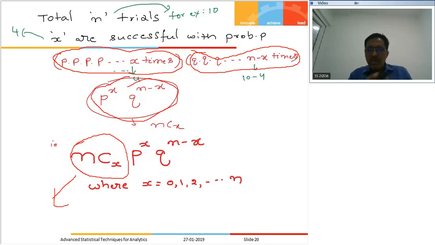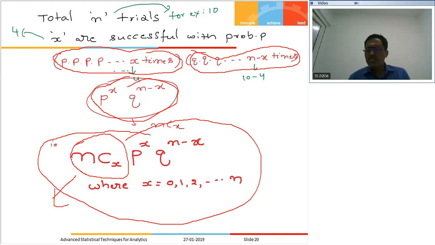But when we do the trials, they are not going to be so systematic, where the first one is success, the second one is success, like this. You will have various combinations. So how many ways we can have these combinations is defined by NCX. That's why this is the formula which defines binomial distribution.